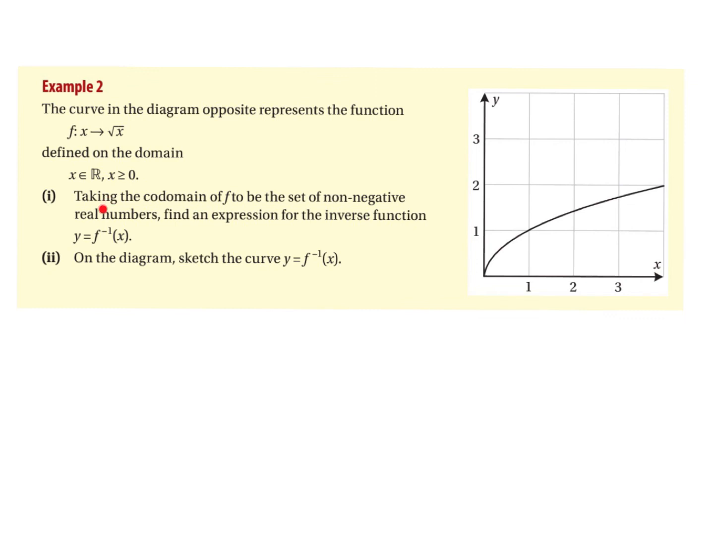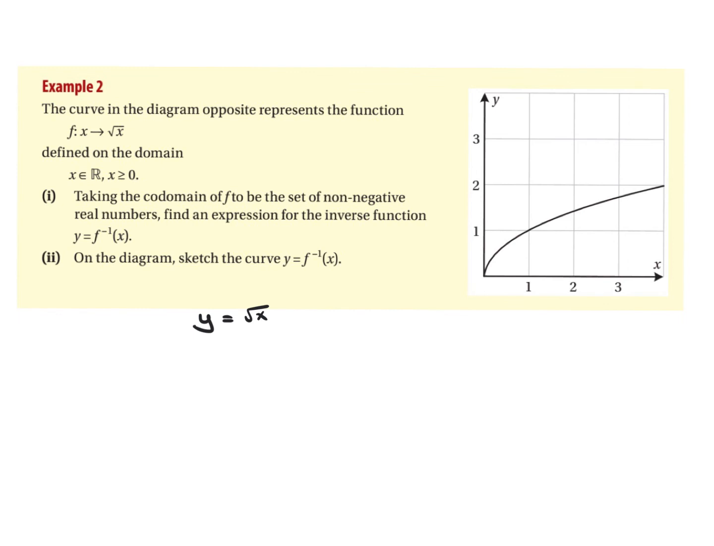Okay, it says taking the codomain of f to be the set of non-negative real numbers, find an expression for the inverse function y is equal to f to the minus 1 of x. So it's saying that it has to be positive. So my y is going to be positive. You see from this graph that all my y's are positive. We're going to try and find the inverse function. Okay, this should be fairly straightforward. We've done this before. So what we end up with is y is equal to root x.